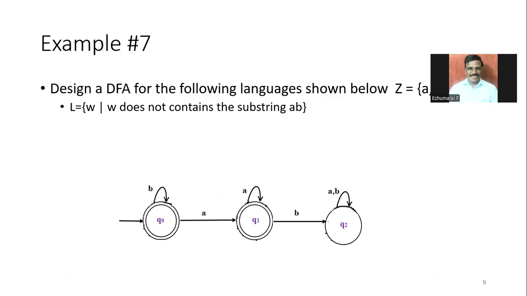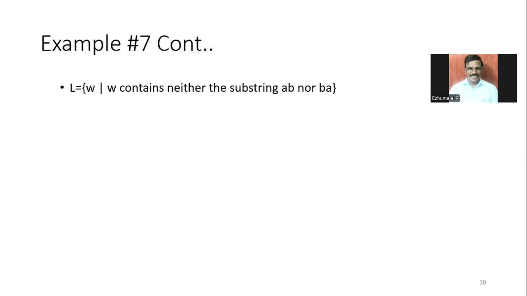So if the input contains the substring AB, it reaches the non-final state. If it does not contain AB, it is the final state. So here Q0 is a final state and Q1 is a final state. So there are two final states in the system. A string which does not contain AB reaches the final state. If it contains AB, it will not reach the final state.